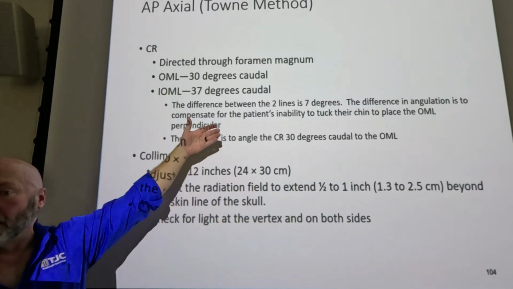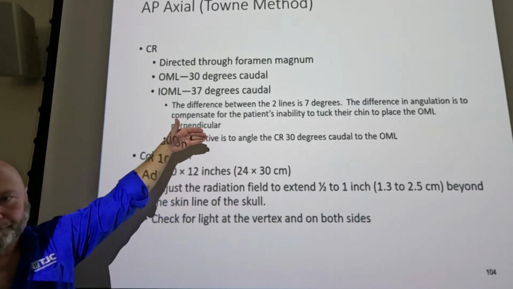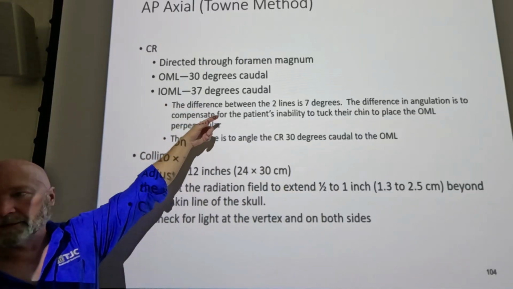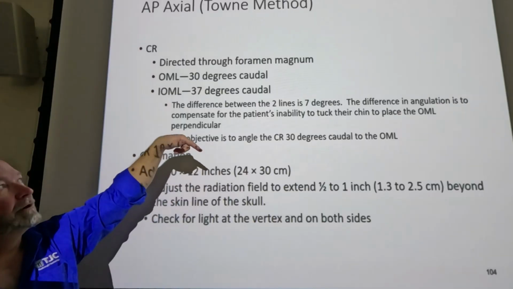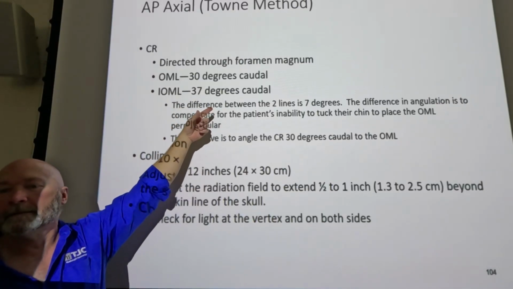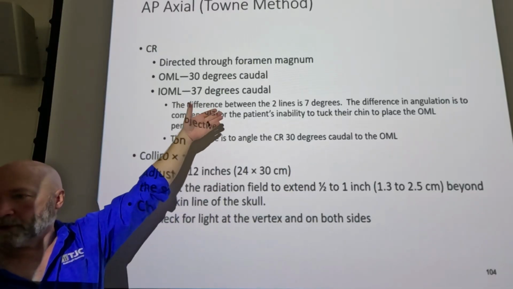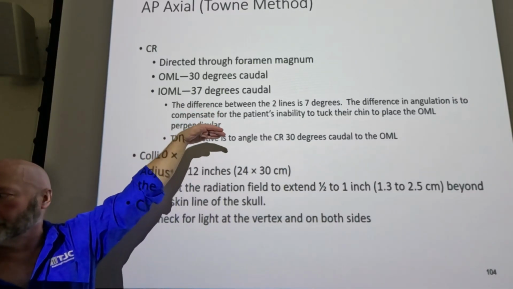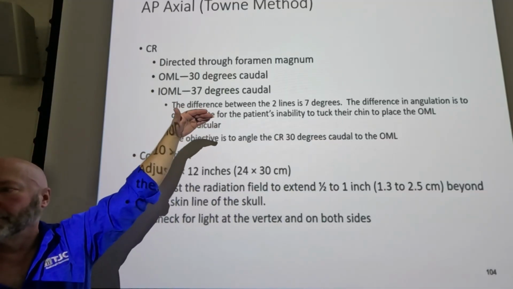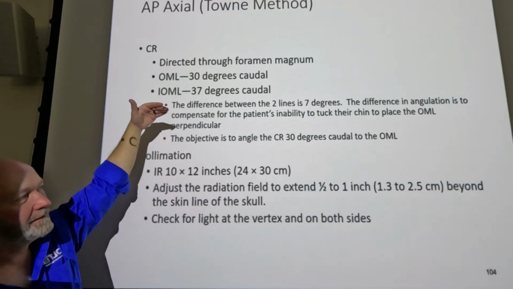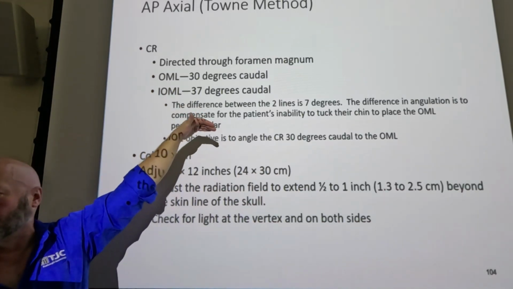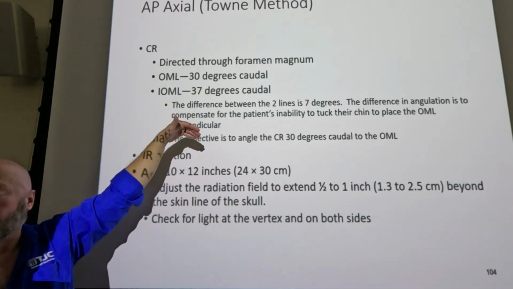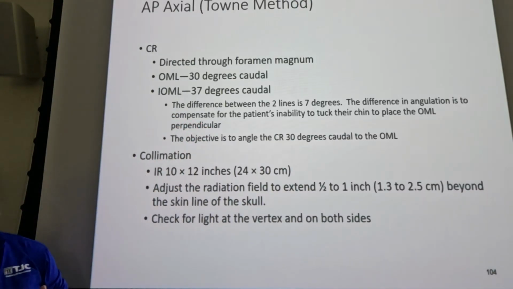So let's say the patient's in a collar, you can't move their head, can't tuck their chin, but their IOML is perpendicular to the image receptor. Then you would compensate for that 7 degrees by increasing your angulation by 7 degrees. The questions on the test will give you either one of those: OML, 30 degrees; IOML, 37 degrees. In both cases, caudal angulation.